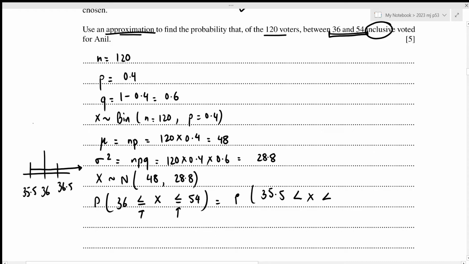Now let's perform the continuity correction for 54. So that's 54.5, 53.5. And in this case, we're looking for X less than or equal to 54, which means that 54 itself is also included. So we have to start from 54.5.